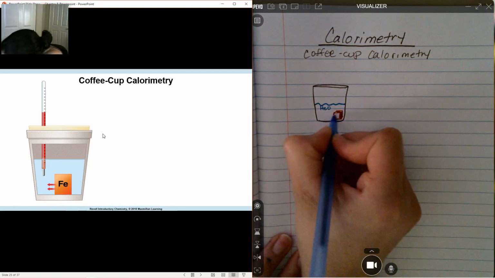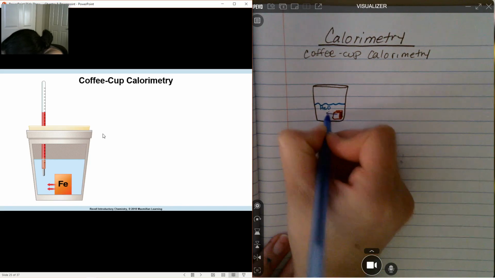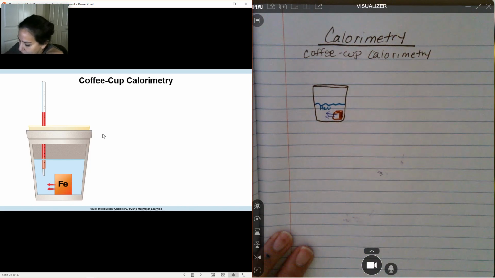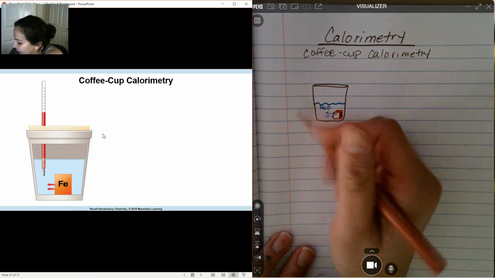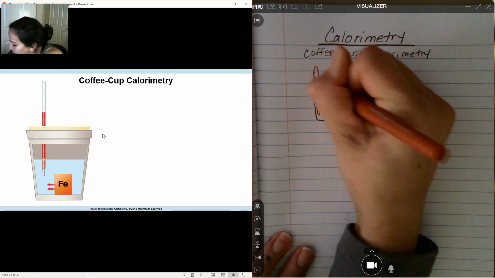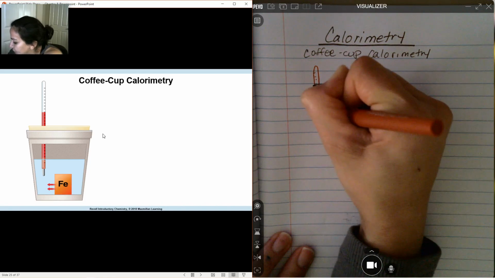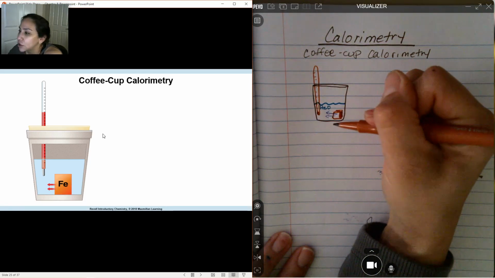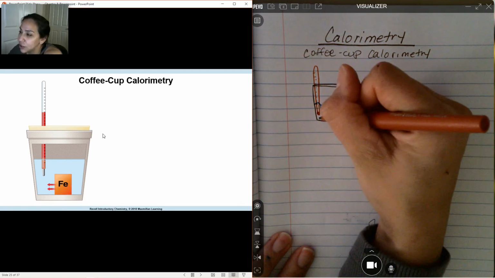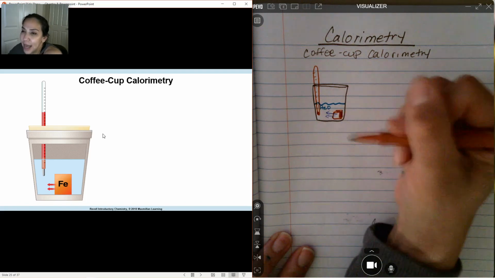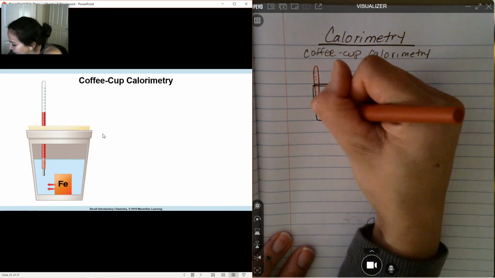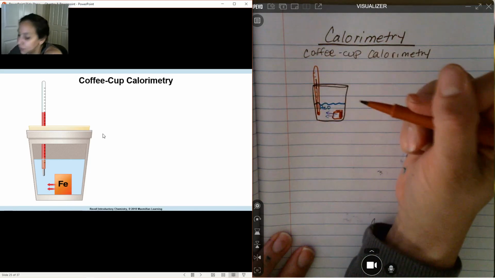Now what this substance is going to do, it's going to transfer its heat out into the water. The reaction goes pretty fast, so you have to make sure that you are constantly recording the temperatures, the changes in temperatures of the water. So remember, heat is the transfer of kinetic energy from one substance to another. Temperature is basically the average kinetic energy of the particles. So how fast are these particles starting to move now that we are transferring heat to it?